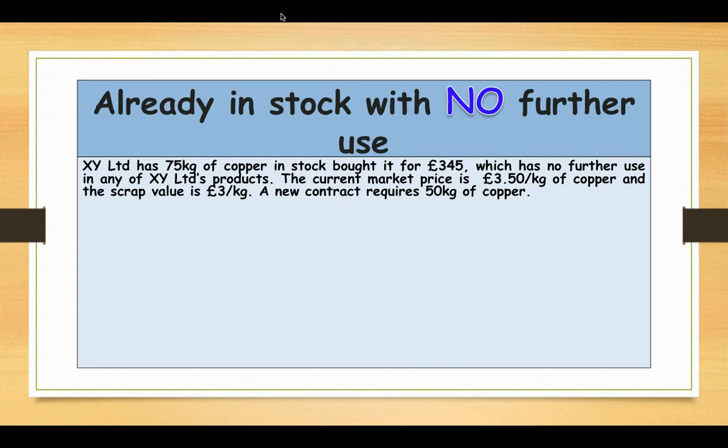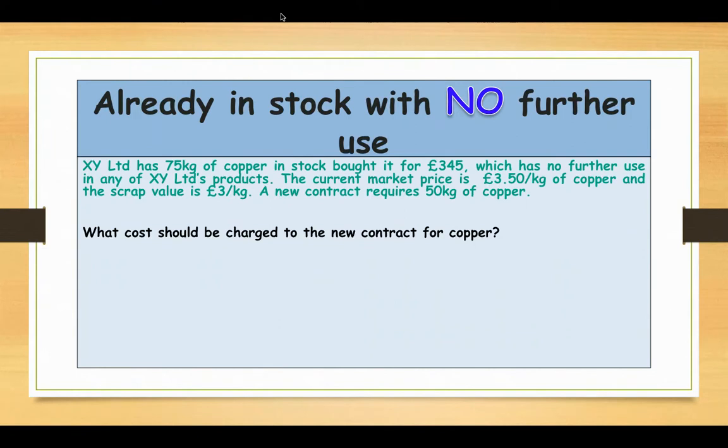Now we'll again continue with the question. A new contract requires 50 kilograms of copper. So what cost should be charged to the new contract for copper? The main purpose of relevant costing: if you overcharge, you will lose that contract. And at the same time, if you underprice, again the company will lose. So that's why we need to charge the correct pricing.